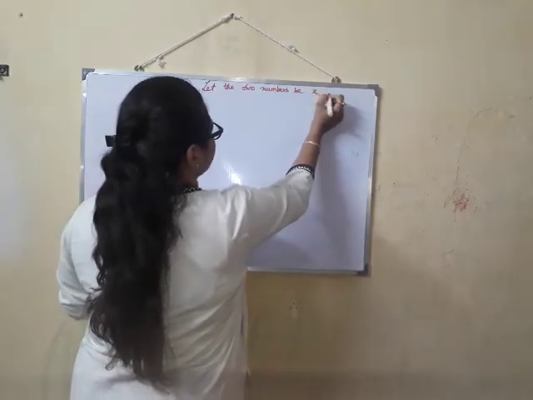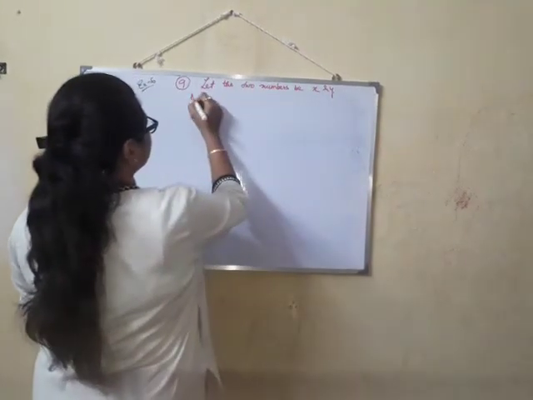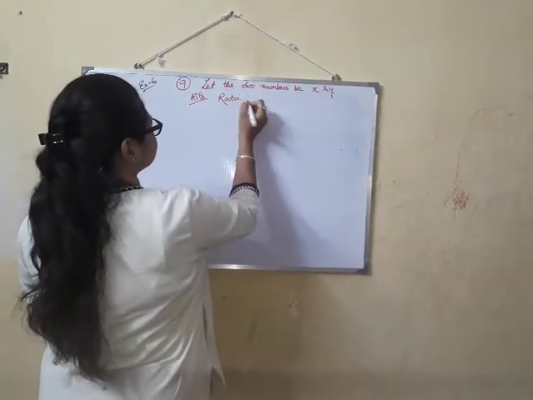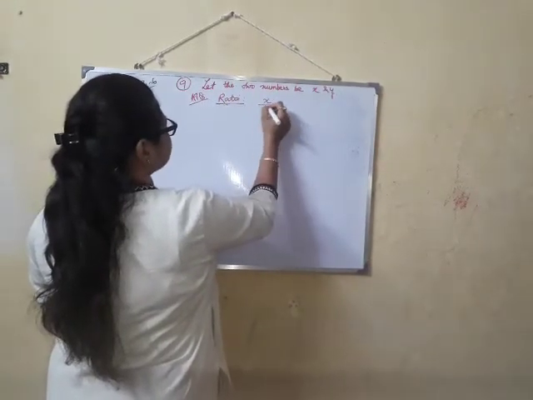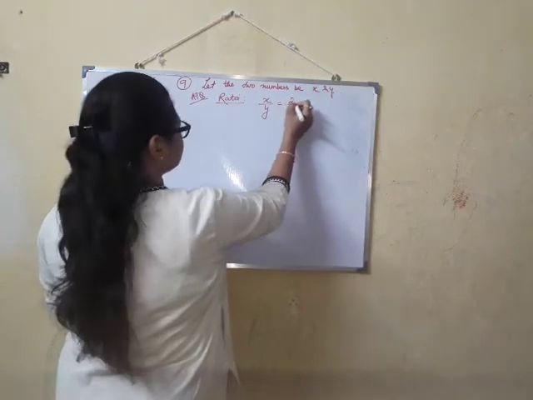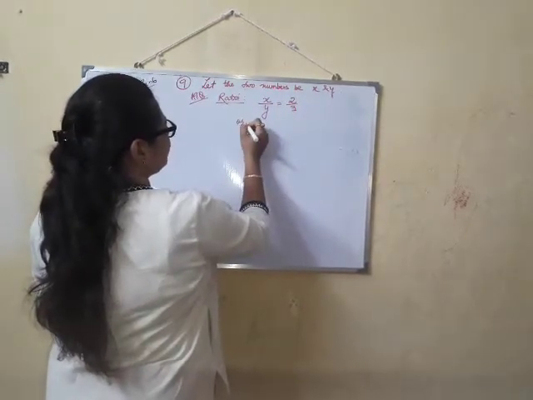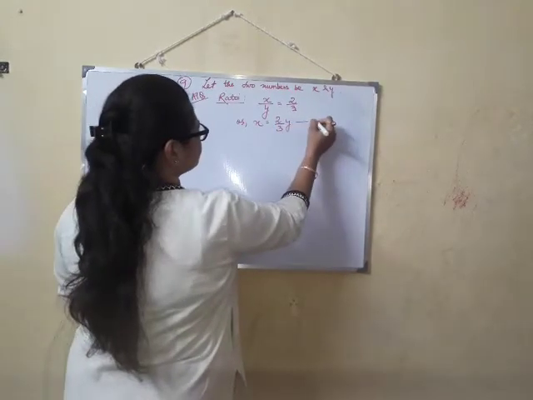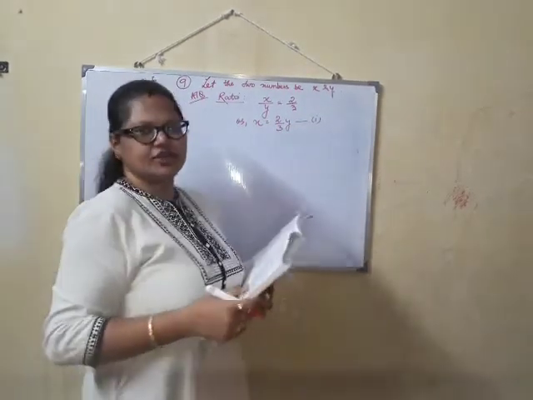So I take, let the two numbers be x and y. So according to the question, what will be the ratio? x by y is equal to 2/3. So from here can I write x equal to 2/3 y? So I get my first equation.